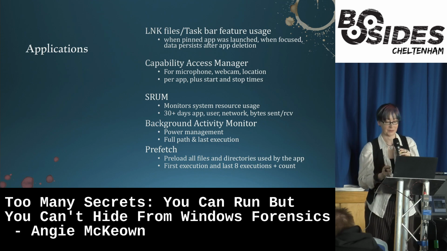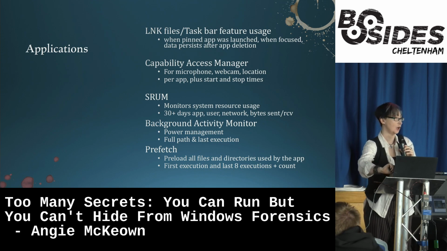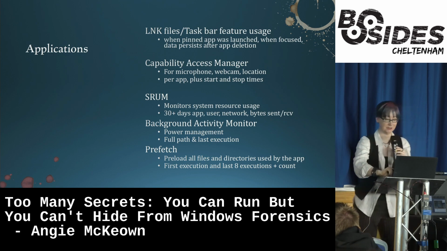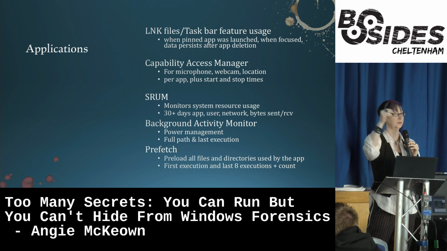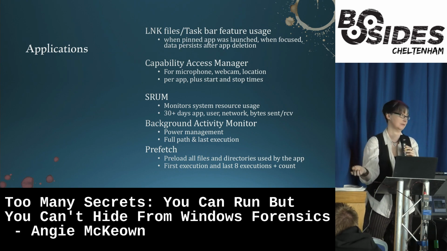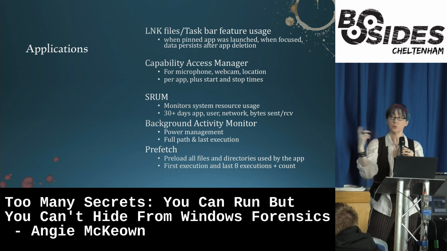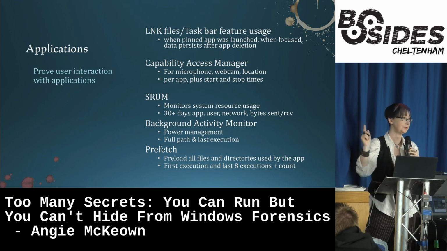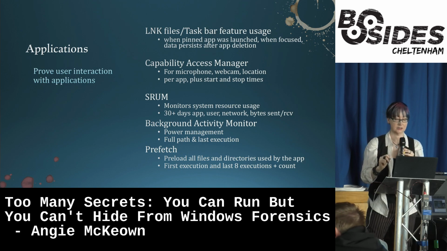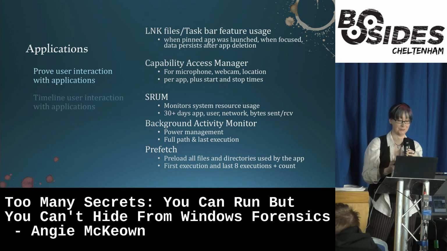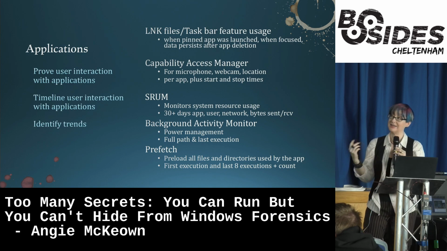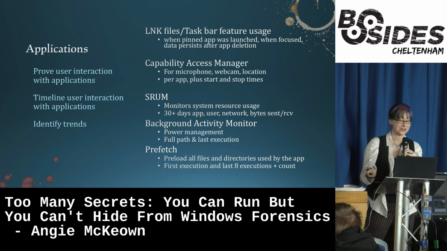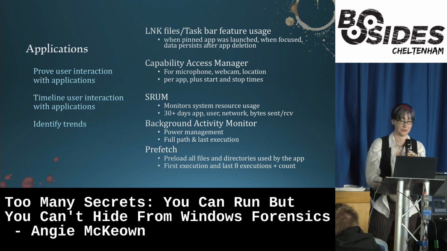There's loads more. Now, sometimes log data can be altered or deleted. We'll touch on that later. And that's why we also come back to corroborating evidence. You have to find multiple corroborating things to push past that reasonable doubt. So once again, this helps us to prove the user interaction with applications, to timeline the user interaction with applications, and identify trends in their usage. And again, all these things have legitimate system or user functions. We're just fortunate that we can also use them for investigations.